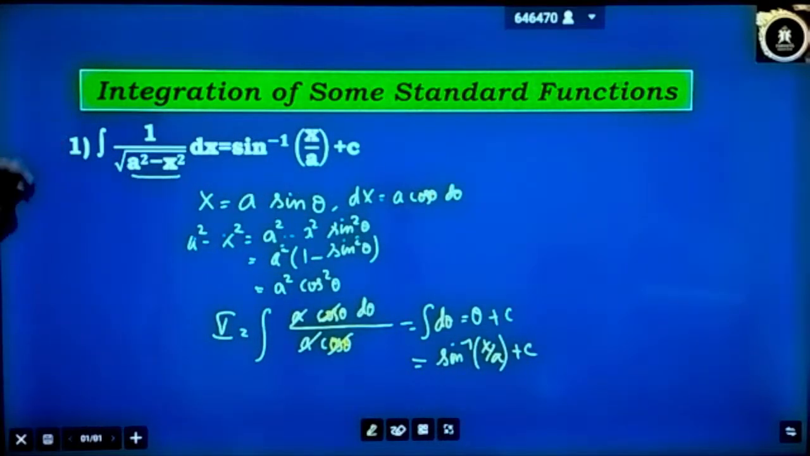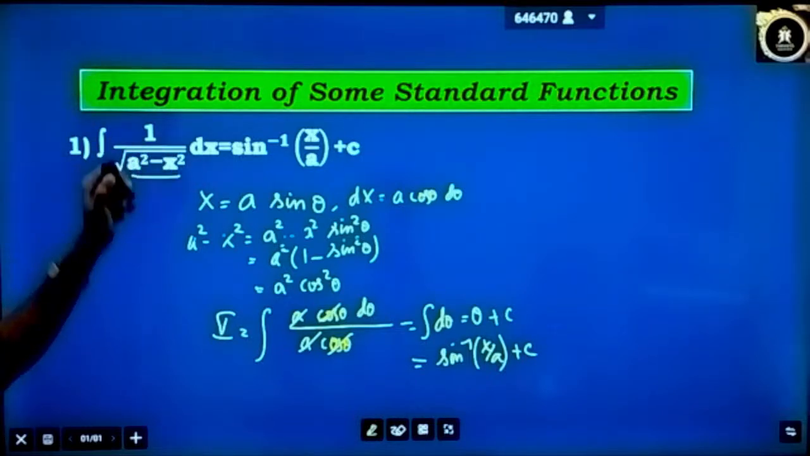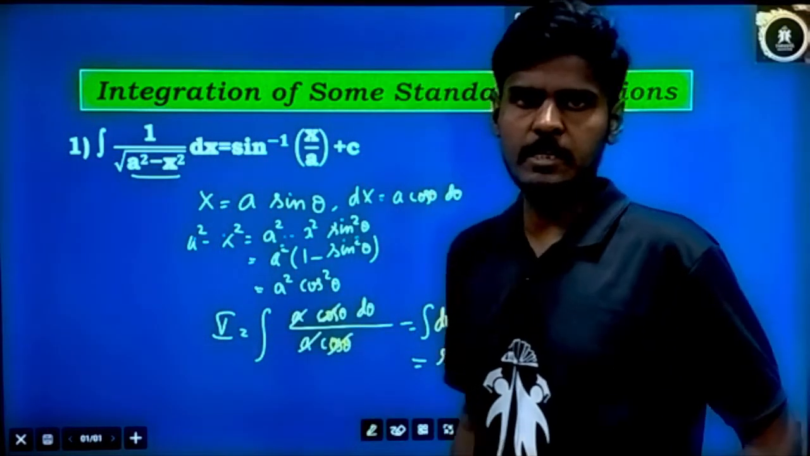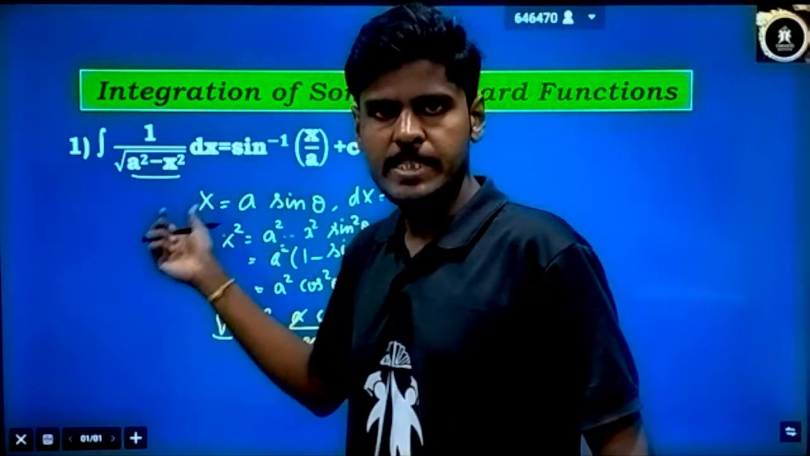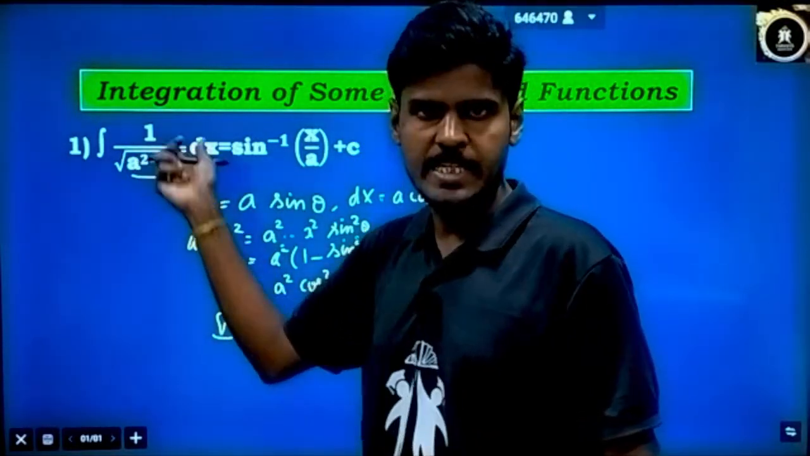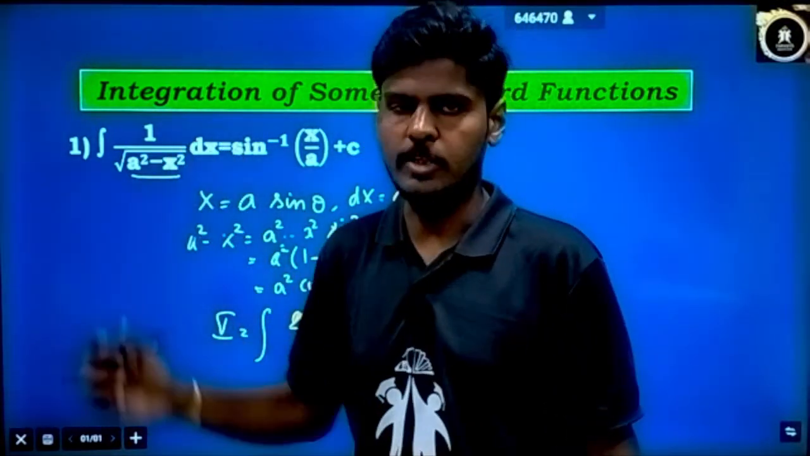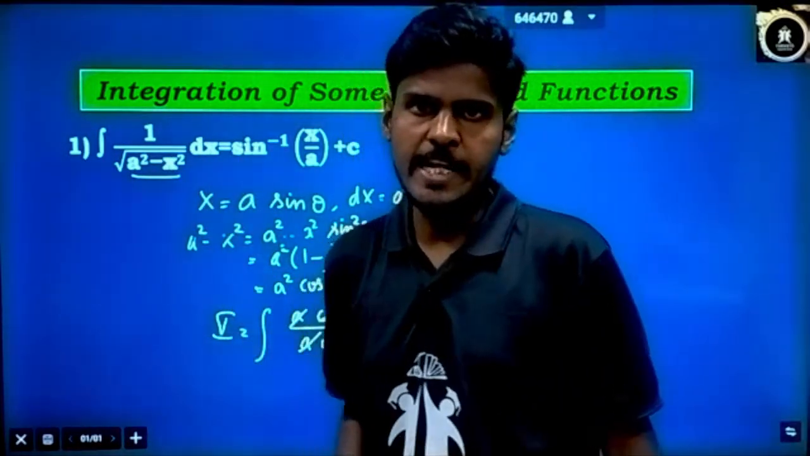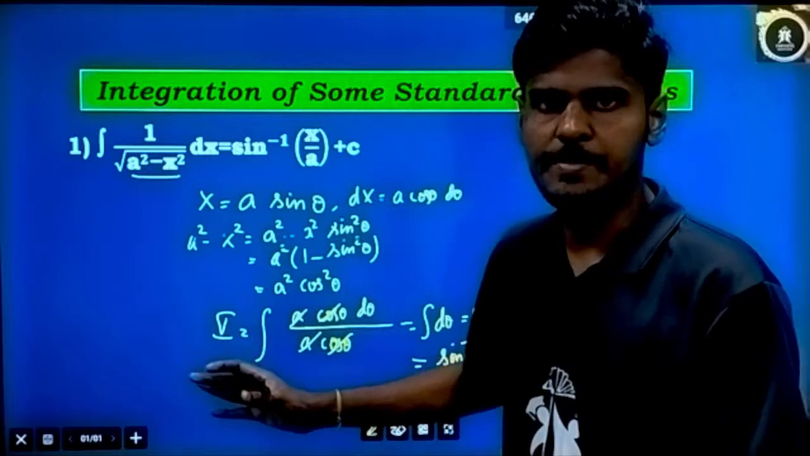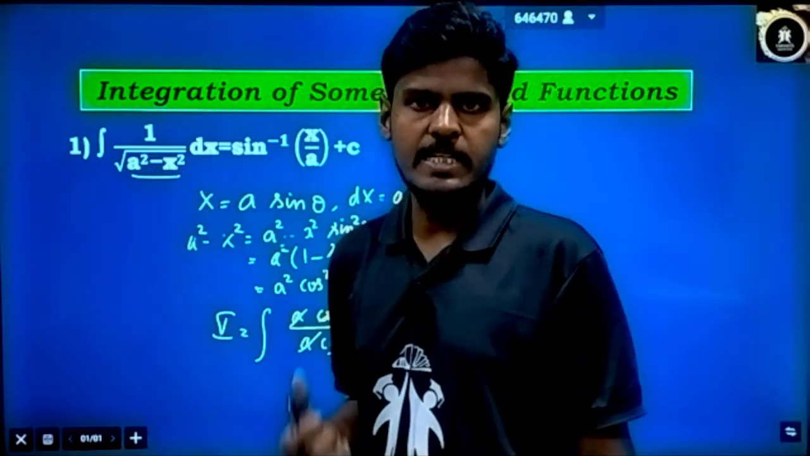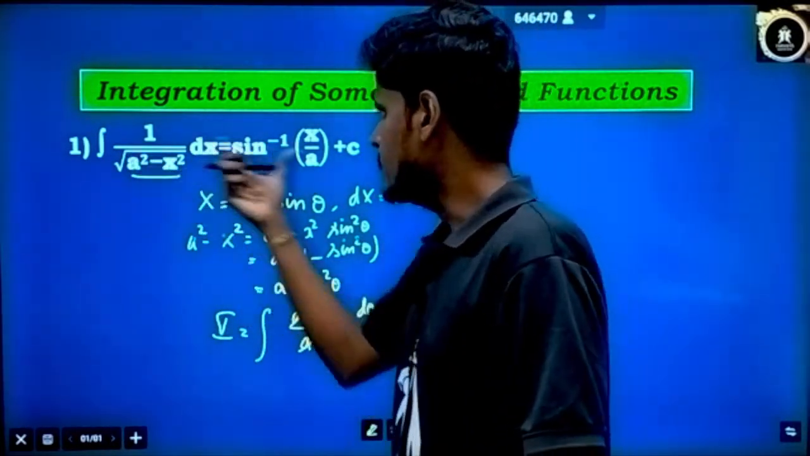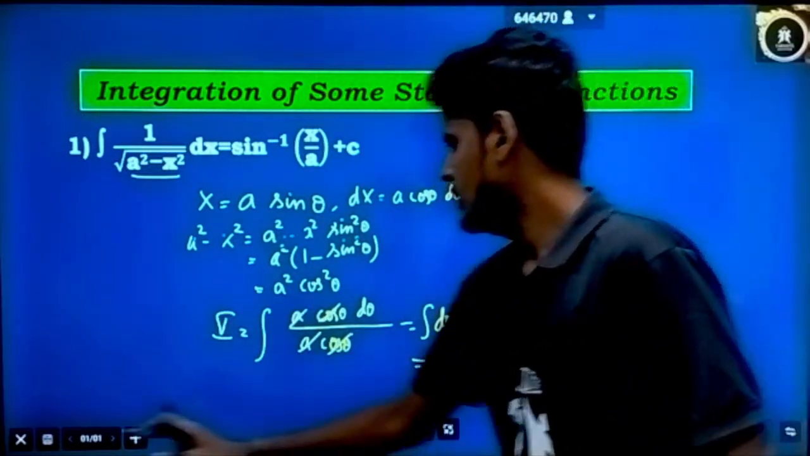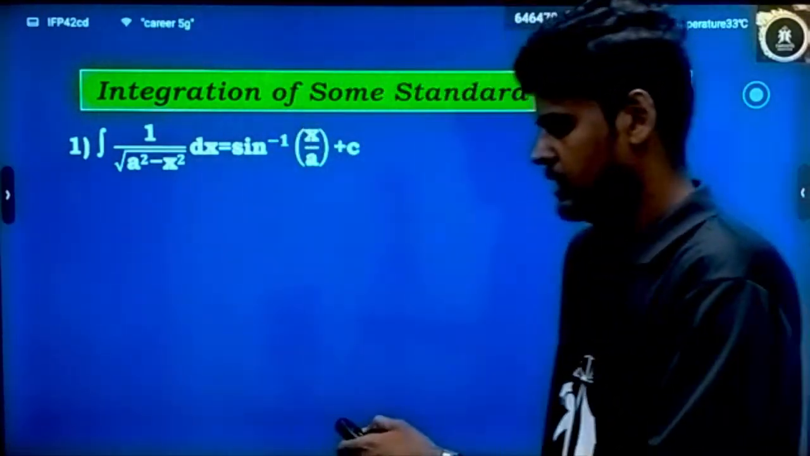Is it clear, students? What is the procedure? Make the substitution x equal to a sin theta. So whenever we encounter terms like a square minus x square, make the substitution a sin theta or a cos theta. Both will be okay. Similarly, when you have plus, then make the substitution a tan theta. We will get this answer automatically. So these are the standard substitutions which we will make so that this integral will become a standard form. Right? Okay.